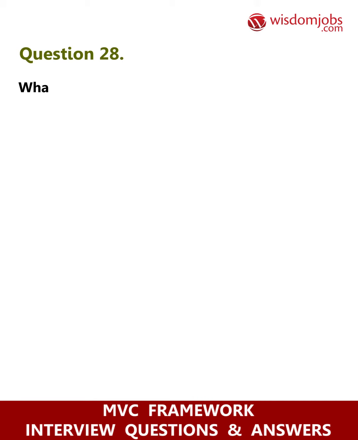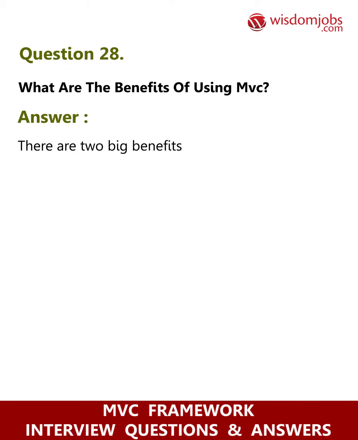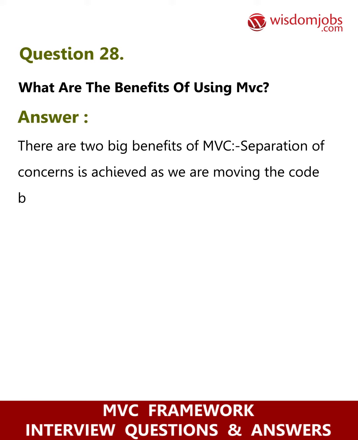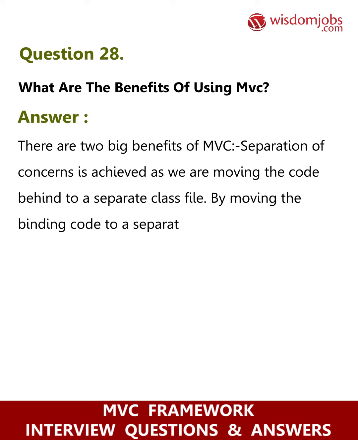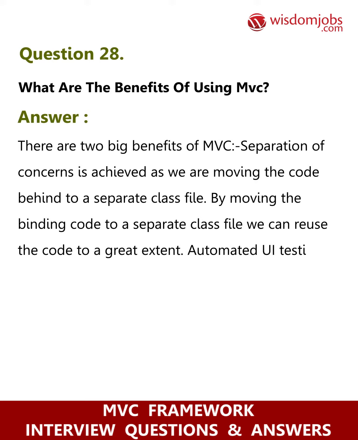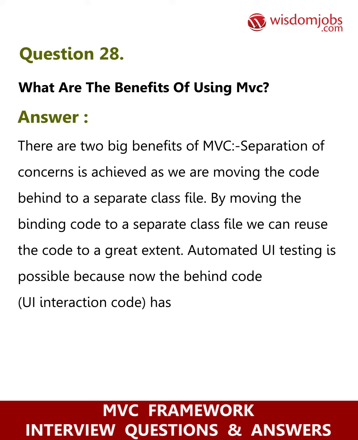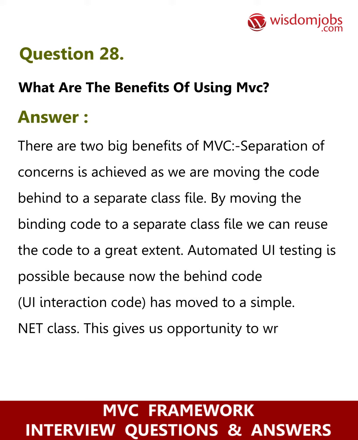Question 28. What are the benefits of using MVC? Answer. There are two big benefits of MVC. Separation of concerns is achieved as we are moving the code-behind to a separate class file. By moving the binding code to a separate class file, we can reuse the code to a great extent. Automated UI testing is possible because now the code-behind, the UI interaction code, has moved to a simple .NET class. This gives us the opportunity to write unit tests and automate manual testing.